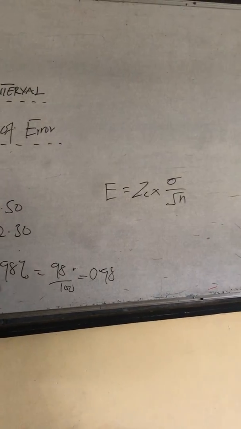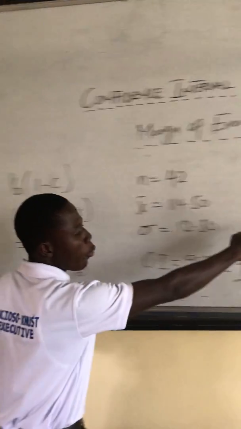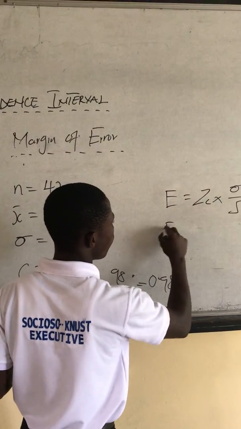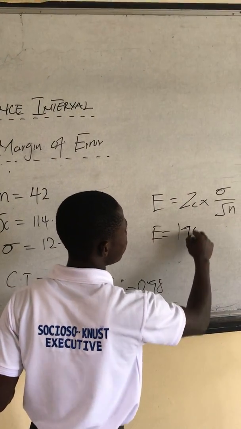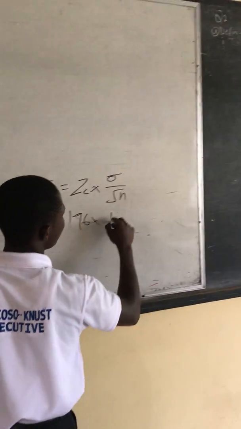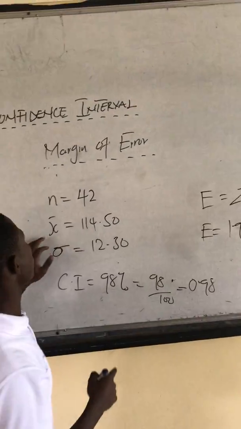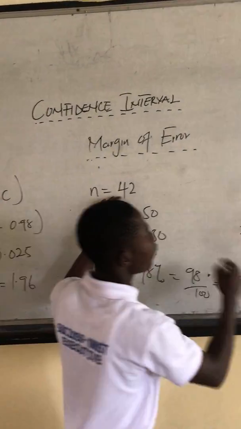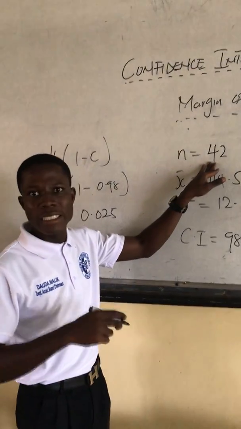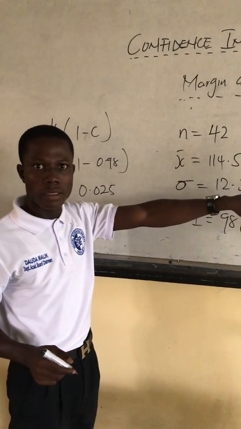Now, we've calculated for the confidence level and we got a z-score of 1.96. So where you find the Z of C, we put the 1.96 there. So the margin of error E is equal to 1.96 times the standard deviation in the question, 12.30, over root of n. The n is 42. And you see here, our n is greater than 30. So it means we are using the large samples, that's the Z.